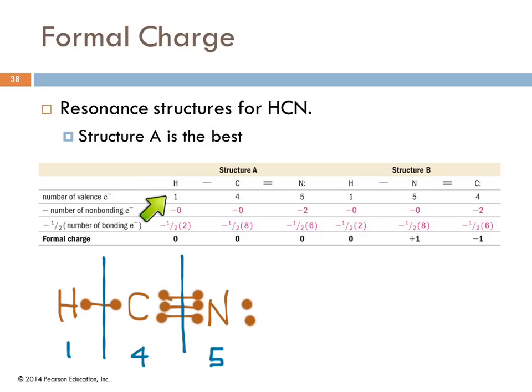Hydrogen brought in 1 electron. Hydrogen as an atom has 1 valence electron. In this molecule, hydrogen could say, I own this. Carbon's sharing this one with me, I'm sharing this one with carbon, but this is mine. So hydrogen has 1. 1 minus 1 is 0. Nitrogen owns 5 electrons. It came in with 5. 5 minus 5 is 0. Does that make any sense? Yeah? Okay. So let's look at this other structure in the same way.